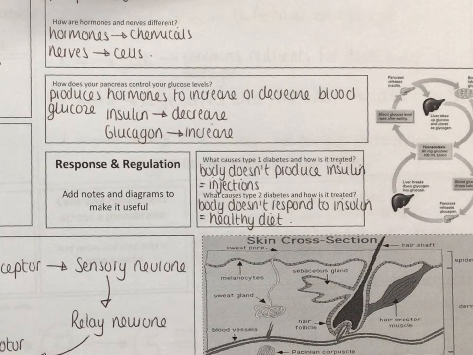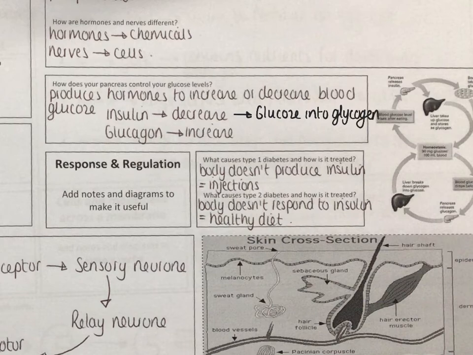How does your pancreas control your glucose levels? Well, it produces hormones to increase or decrease blood glucose. So if we look at it, it produces insulin, which is a hormone, and insulin decreases blood glucose. And it decreases blood glucose because it converts glucose into glycogen.